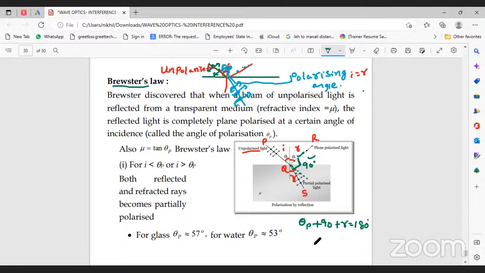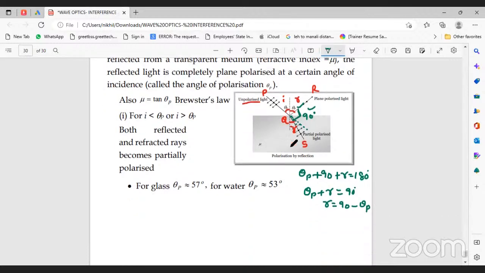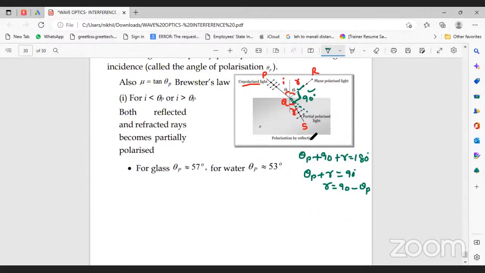Sir, theta p plus r is equal to 90. What is r? So 90 minus theta p. Can you apply Snell's law for this? Yes, sir. Yeah, apply Snell's law.